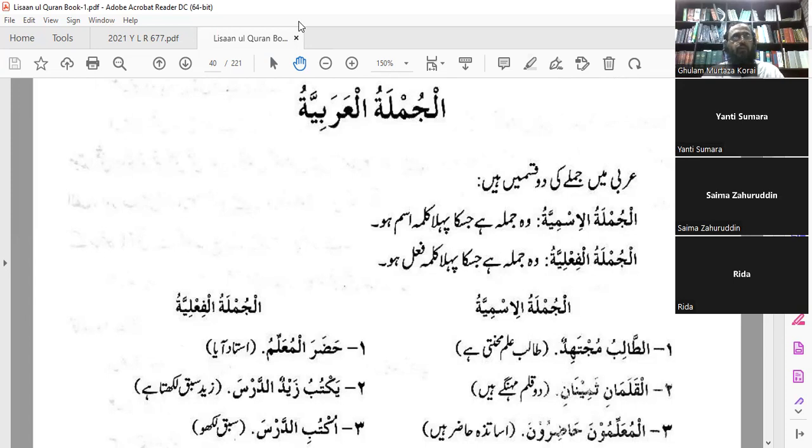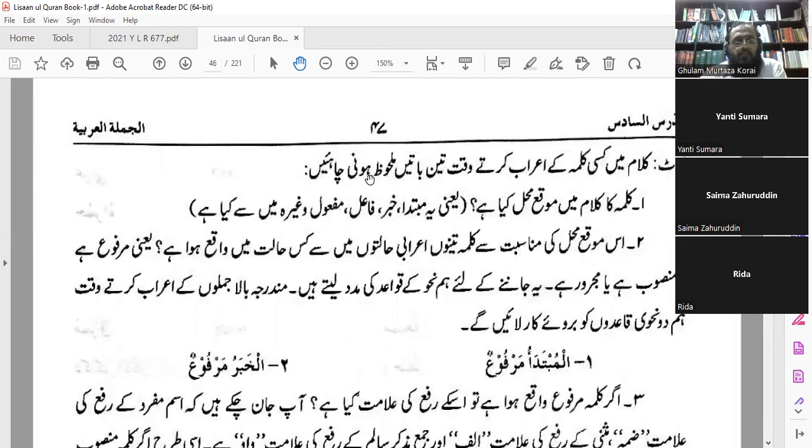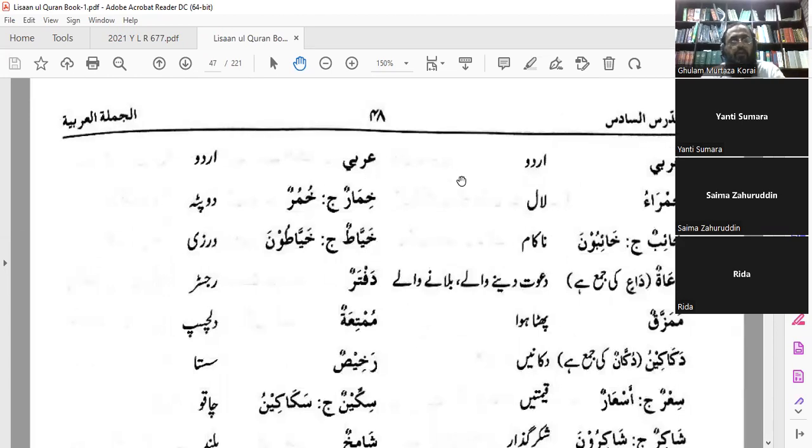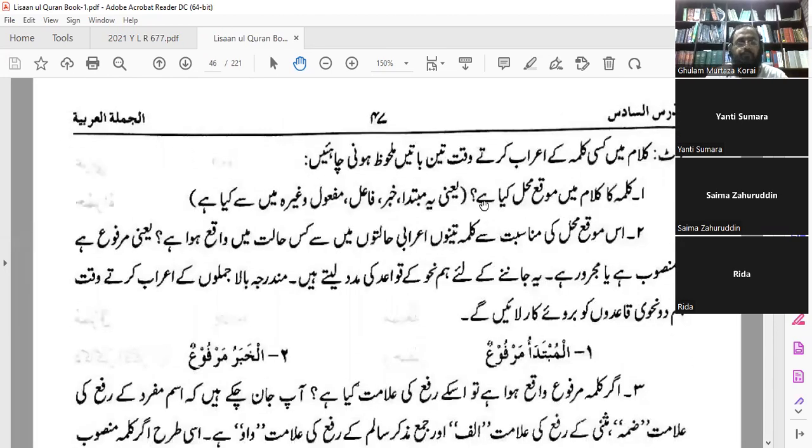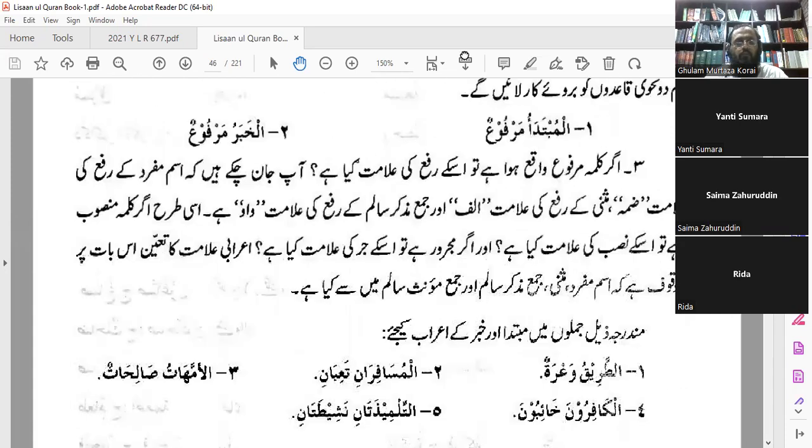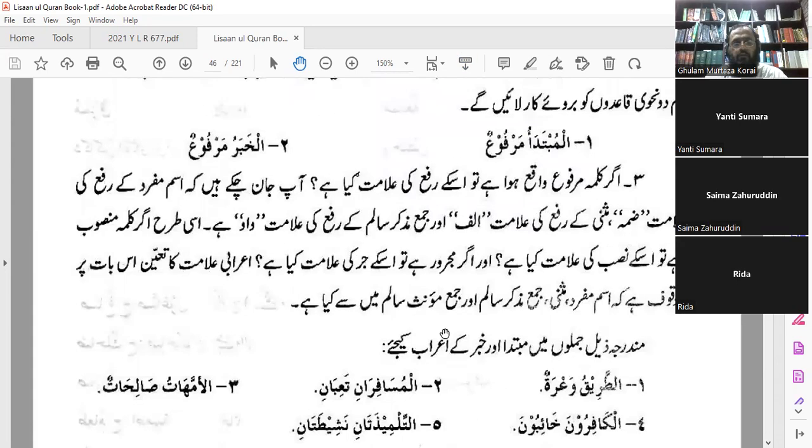Sister Rida, do you understand whatever we have been discussing? Yes, sir, I understood. Very good. Sir, I have a question. Please. There's a word in this chapter which I don't understand, and it's not in the vocab list. Du'atun. What's du'atun? On this page or the second page? It's on that page, sir.